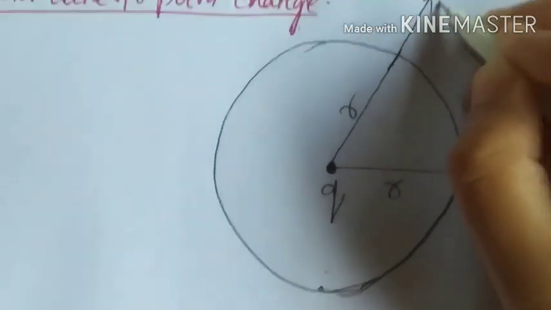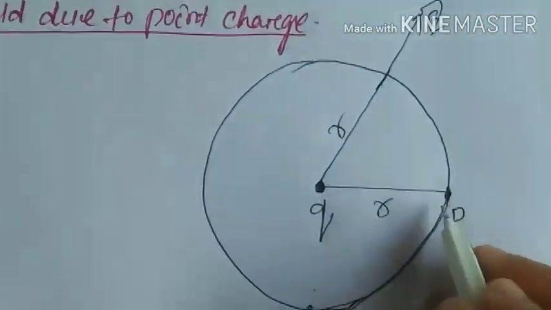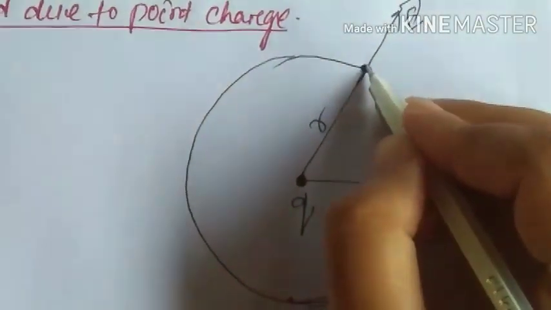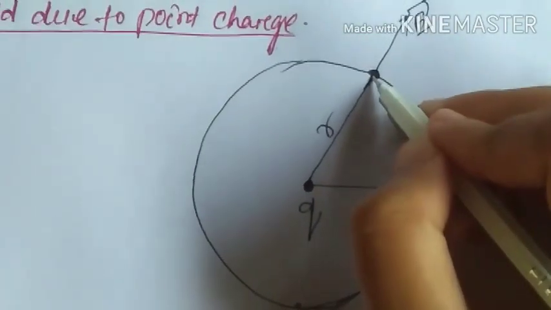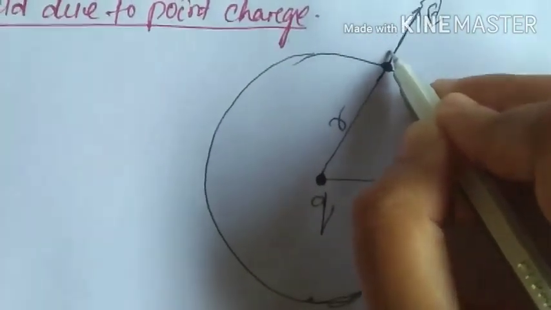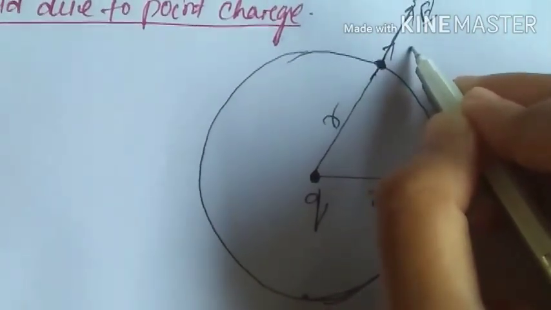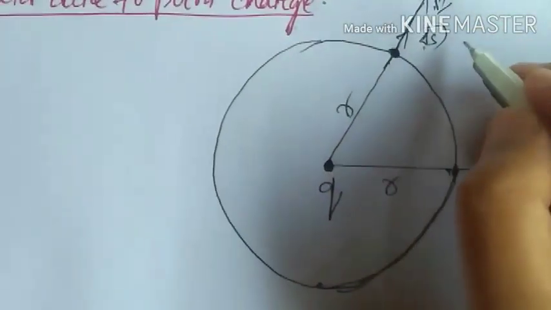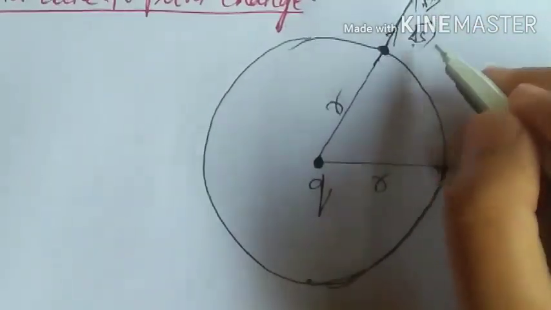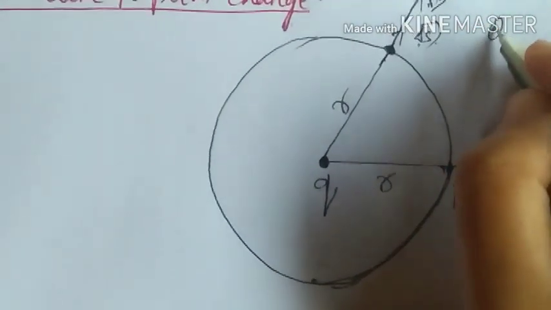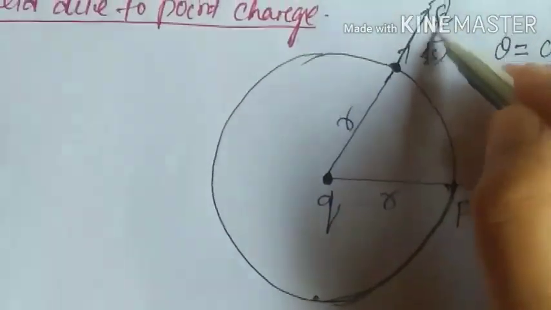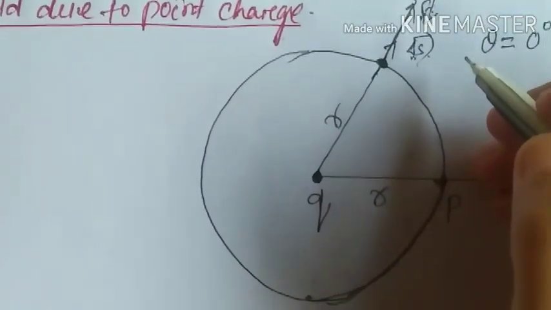Now we take the electric field direction. Suppose this is the electric field direction. If we take a small area element, then the direction of this area element is perpendicular to the surface, so it is in this direction. So the angle between E and delta S, that is theta, is equal to 0 degrees, as these two are parallel to each other.